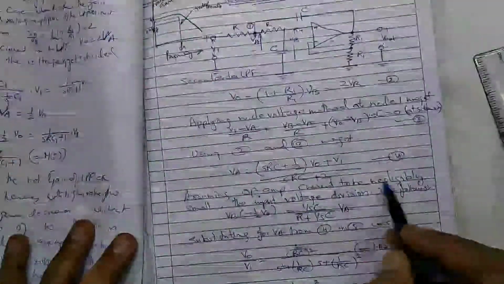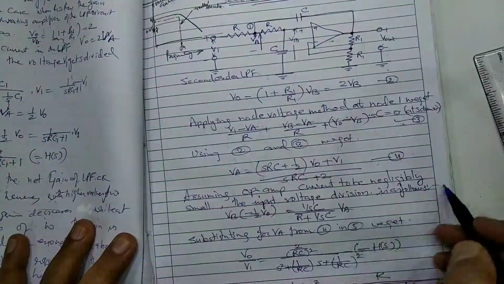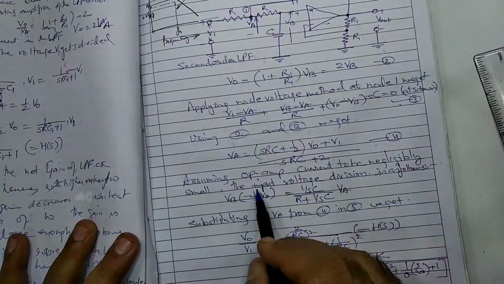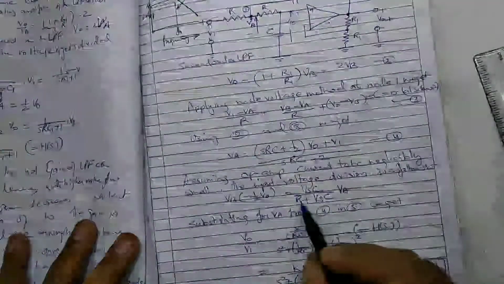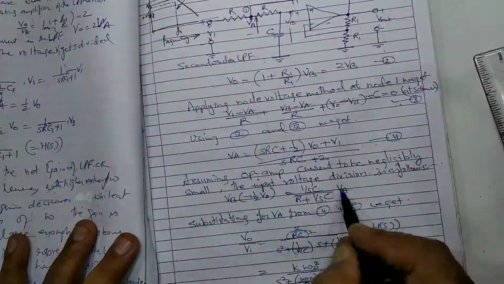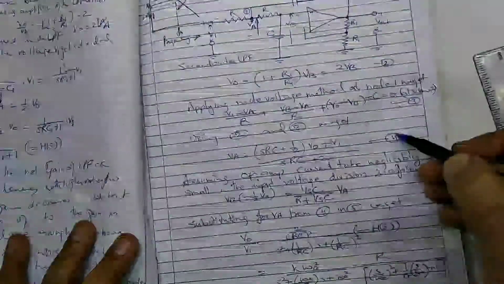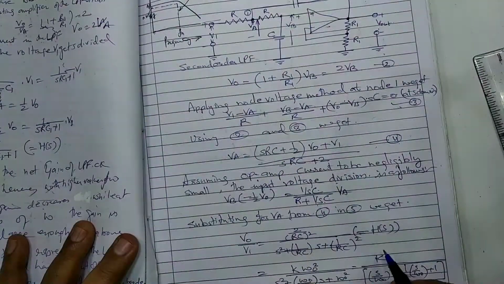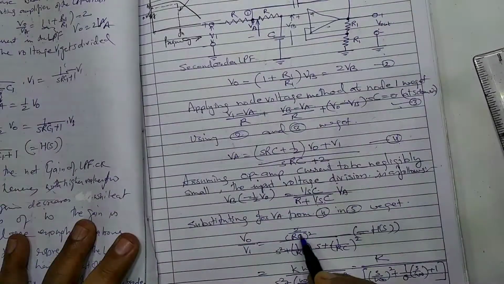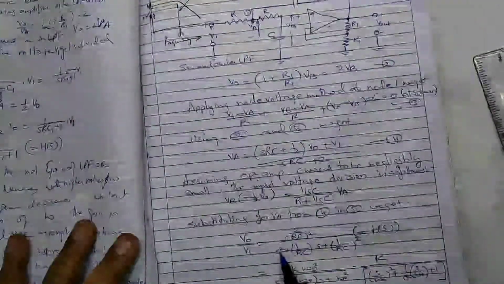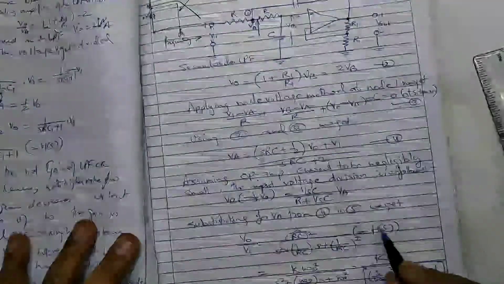Assuming the op amp current to be negligibly small, the input voltage division is as follows. VB = (1/2)Vo = [(1/SC) / (R + 1/SC)] VA. Substituting for VA from 4 and 5, we get Vo/V1 = (2/RC)² / [S² + (1/RC)S + (1/RC)²] = H(S).